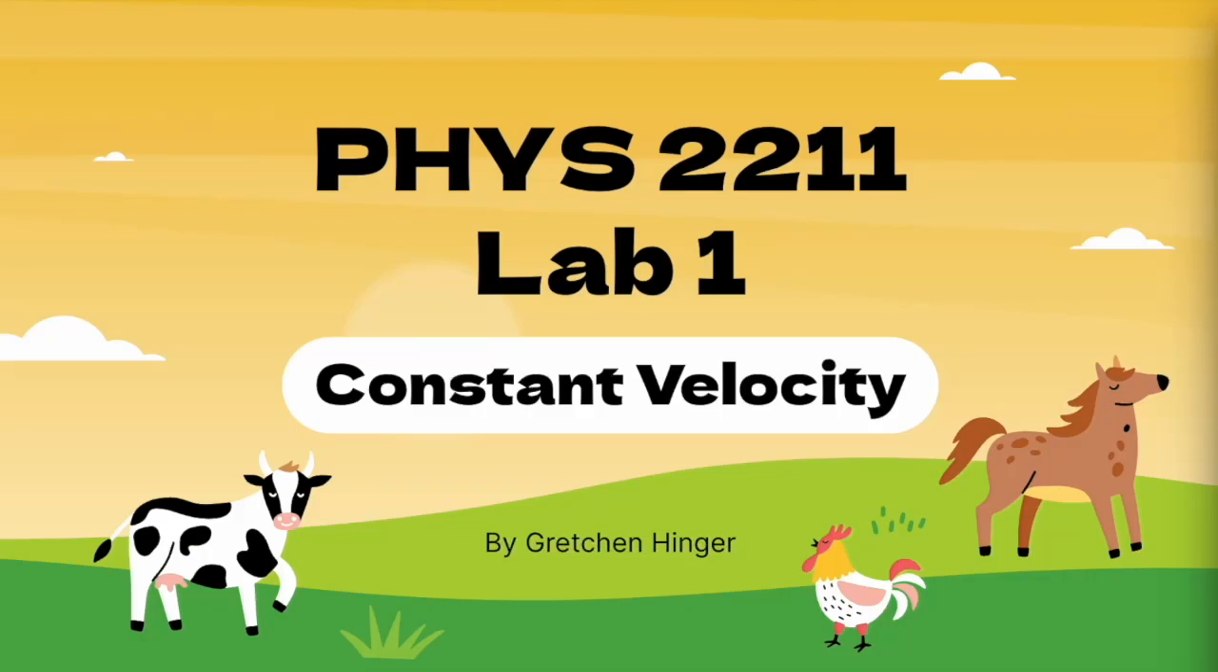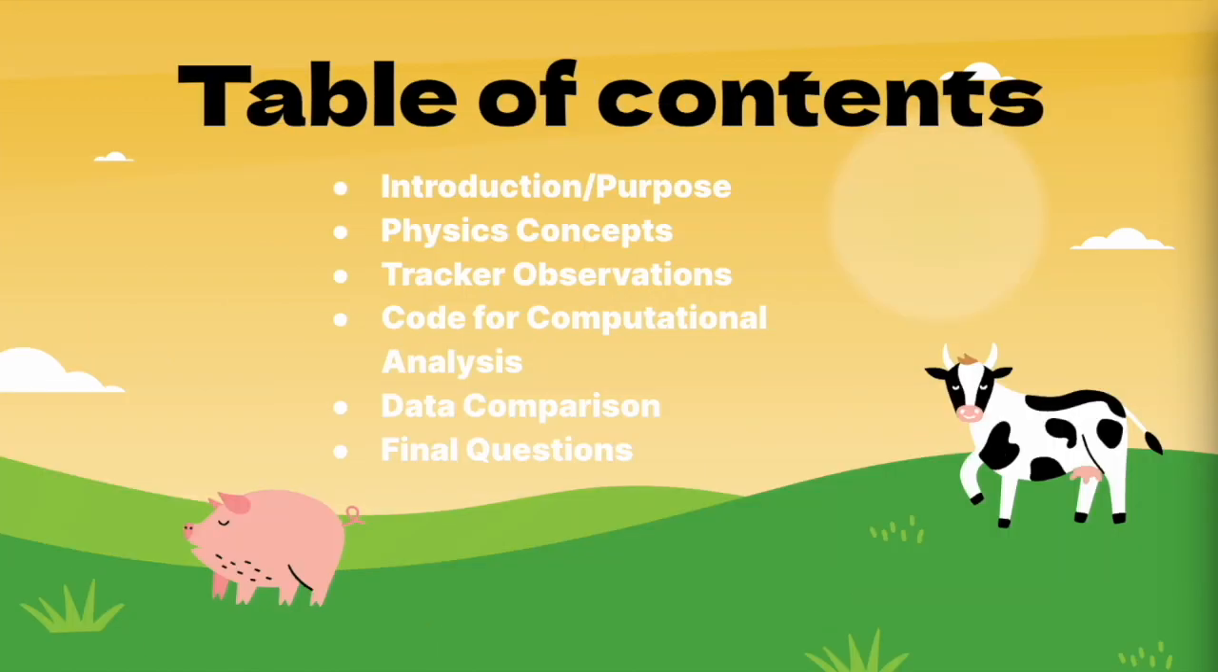My name is Gretchen Hinger, and this is my Physics 2211 Lab 1 on constant velocity. Looking over this lab, we're going to be discussing the introduction and purpose, physics concepts, tracker observation, the code, the data comparison, and final questions.